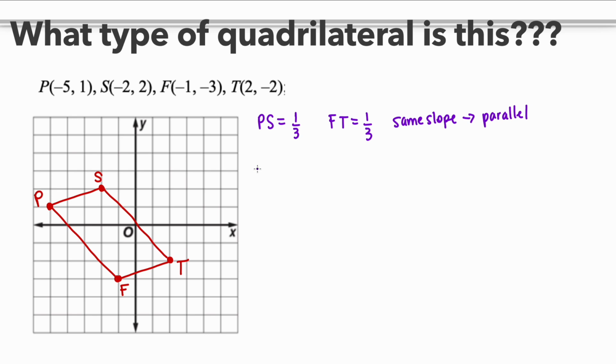Now let's check the other two. P to F, I would go down 1, 2, 3, 4, and over 1, 2, 3, 4. So I would get -1. And then if I did S to T, I would go down 4 and over 4, which is also -1. Again, same slope. And so therefore, we know that those are parallel. So we know it's automatically a parallelogram.